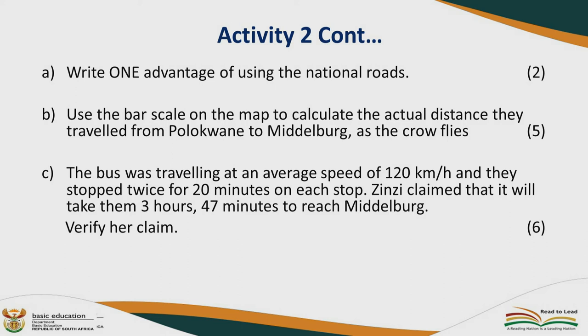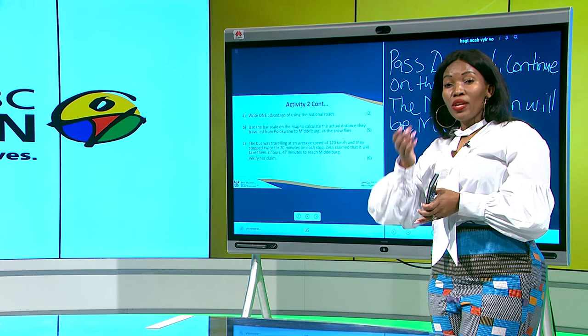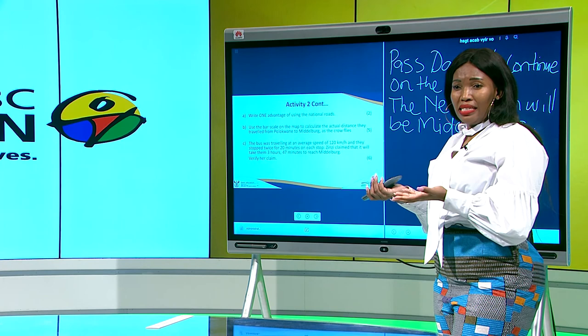So the one advantage of using a national road as a driver, one can say it is quicker because, even if there's traffic, the traffic is able to flow. You don't have any obstructions. There are no traffic lights. There are no stop signs. So on the road, you move freely. And if you've been to the national roads, you'll see that the national roads are well maintained. So the other learners might say that an advantage is that there are no potholes, which is also correct.